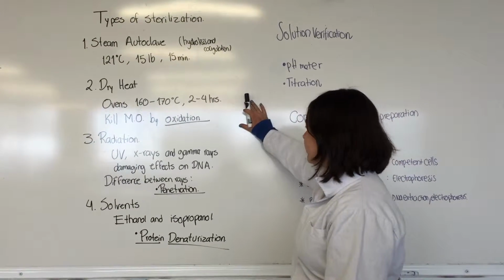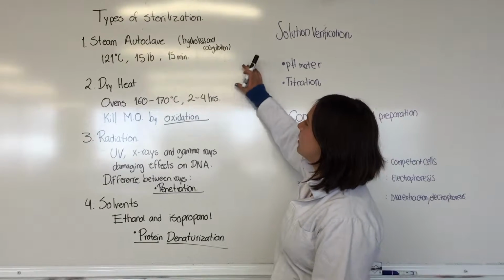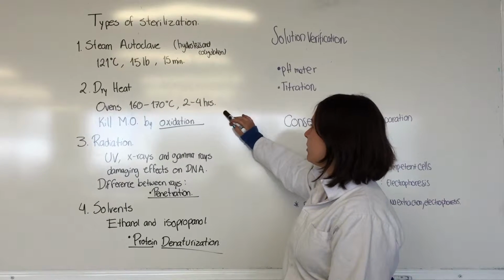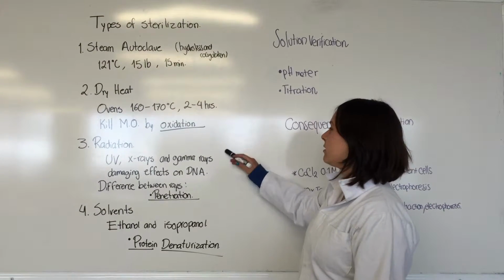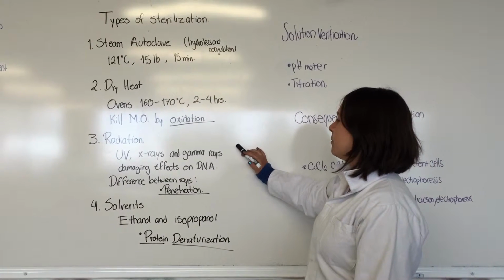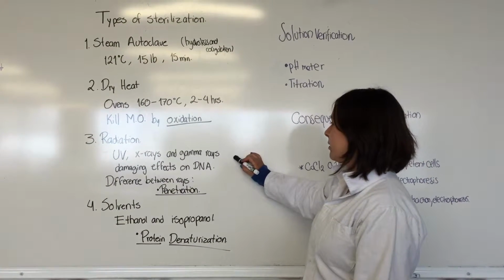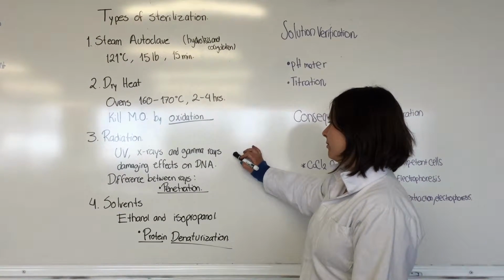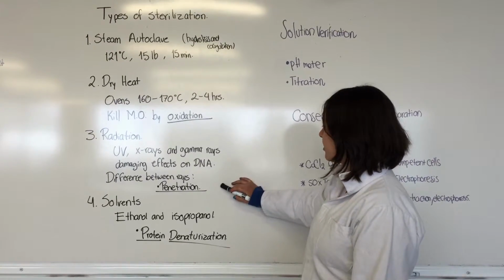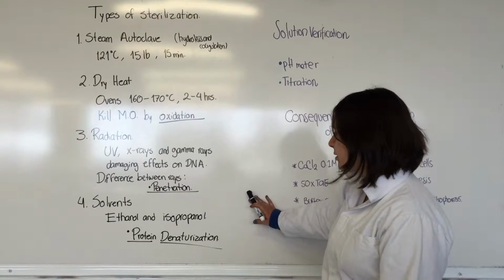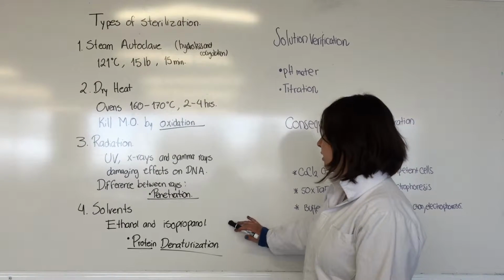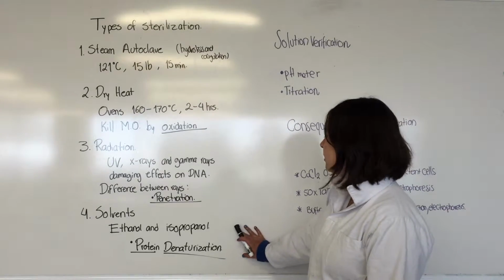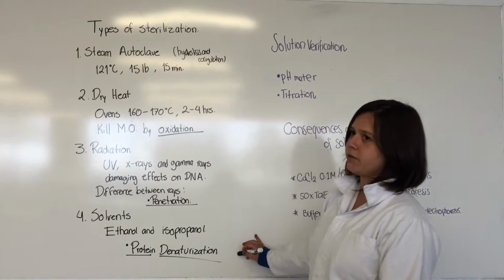The dry heat, the difference between the steam autoclave and the dry heat is that in the dry heat there is no water. The third type of sterilization is radiation, which can be made by X-rays, gamma rays and UV rays. The difference between these types of rays is the penetration. These solvents usually are ethanol and isopropanol. They work by being diluted at 70%, and it causes protein denaturation.